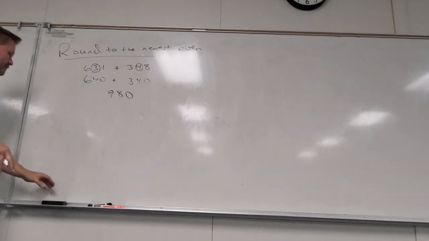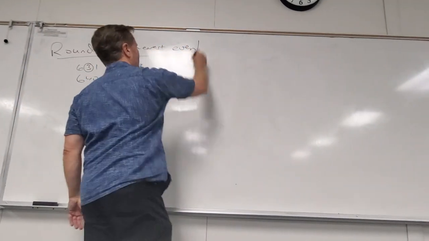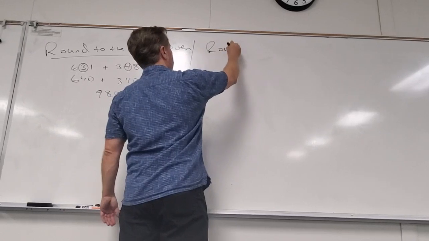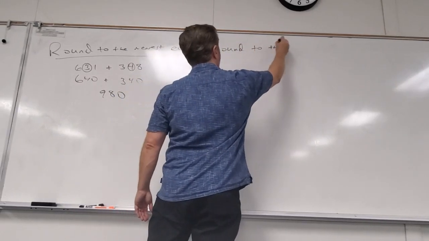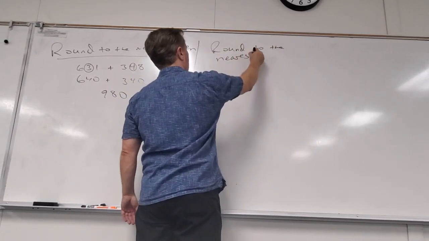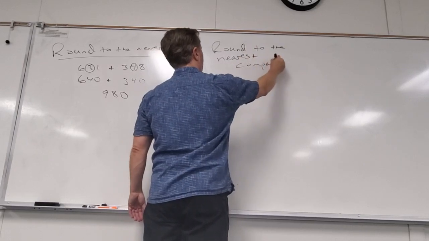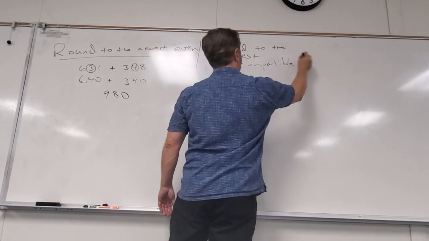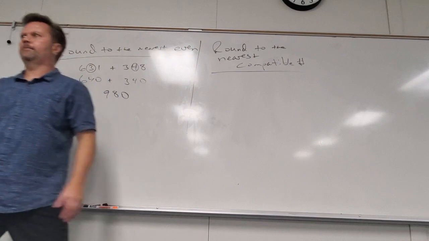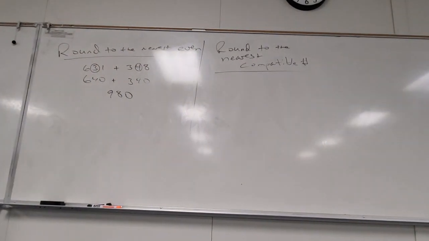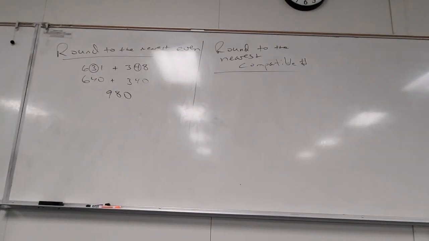Then you've got round to the nearest compatible number. I hope I spelled compatible right, I'm not sure. Anyone remember what compatible numbers were?